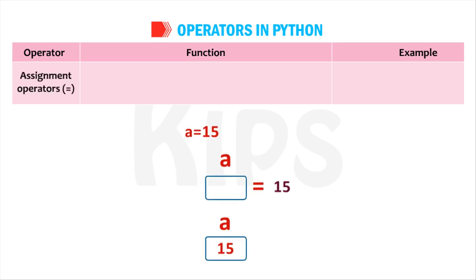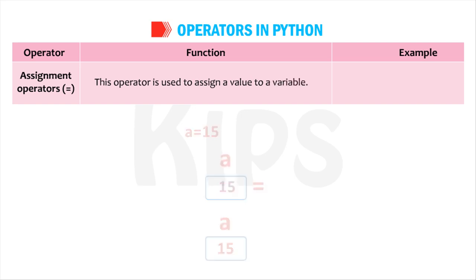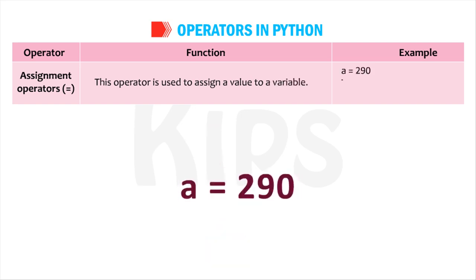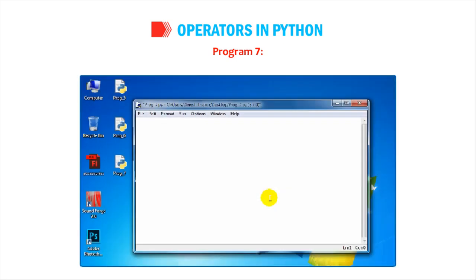Operator: assignment operators. Function: this operator is used to assign a value to a variable. Example, a equals 290. The value 290 is assigned to the variable a. Program.